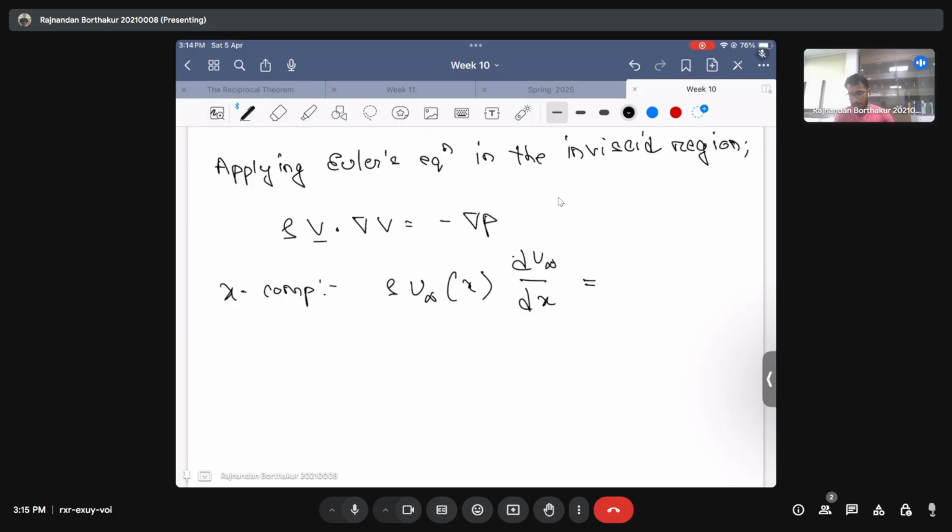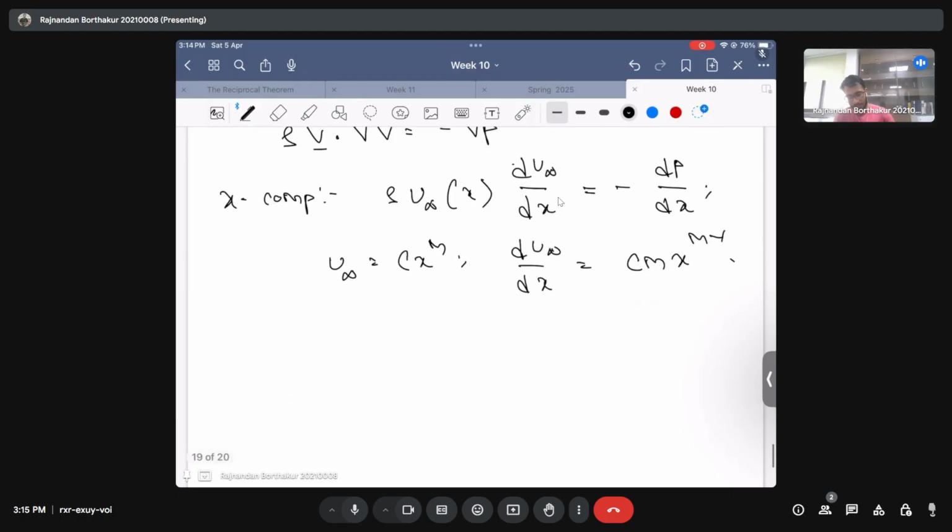So the right hand side would just become minus dp by dx. And since we know that u infinity is c times x to the power m, this means that du infinity by dx is equal to what? It will be equal to cm x to the power m minus 1. Okay, which means if I substitute this, then I get my dp dx. That means I am writing this equation here.